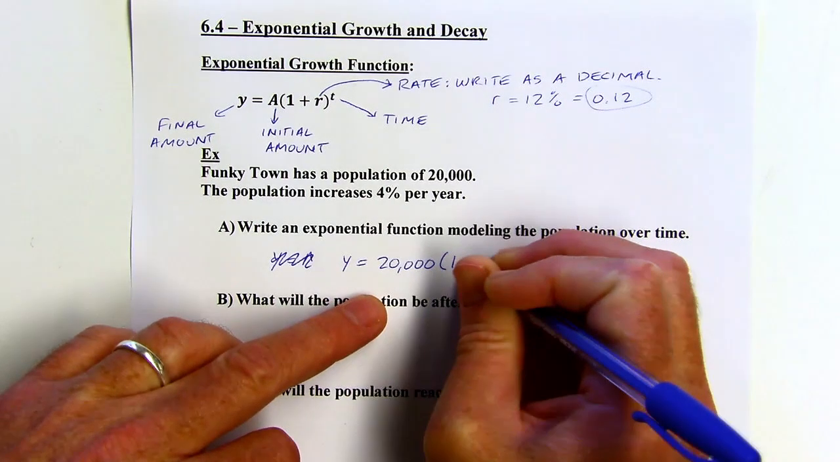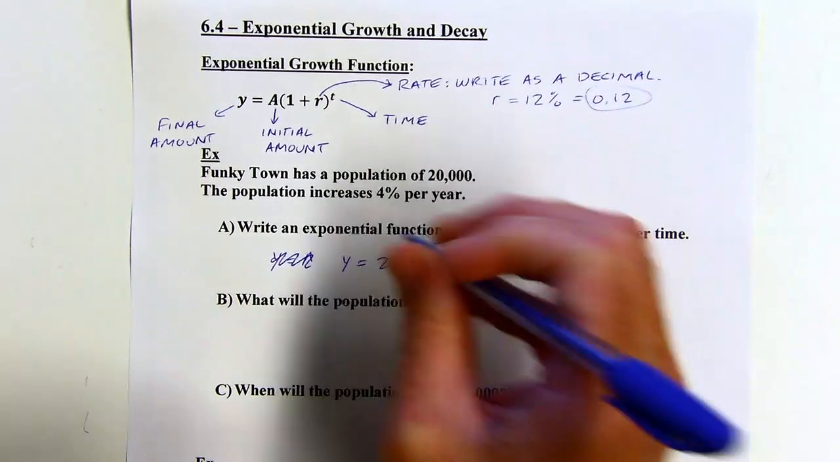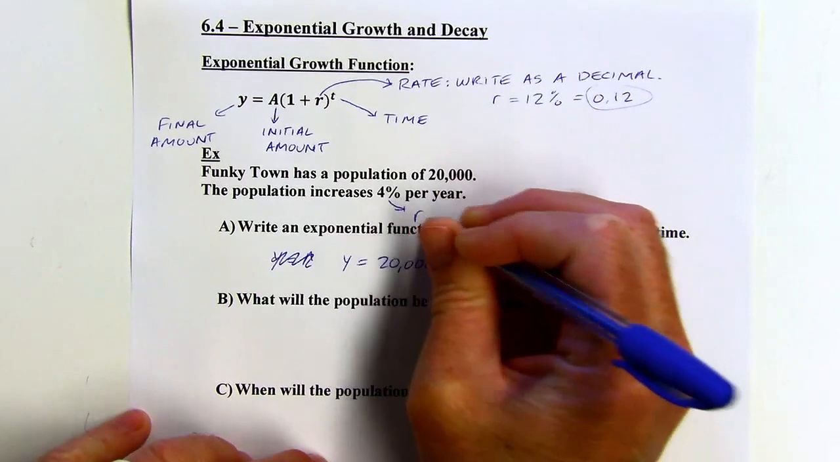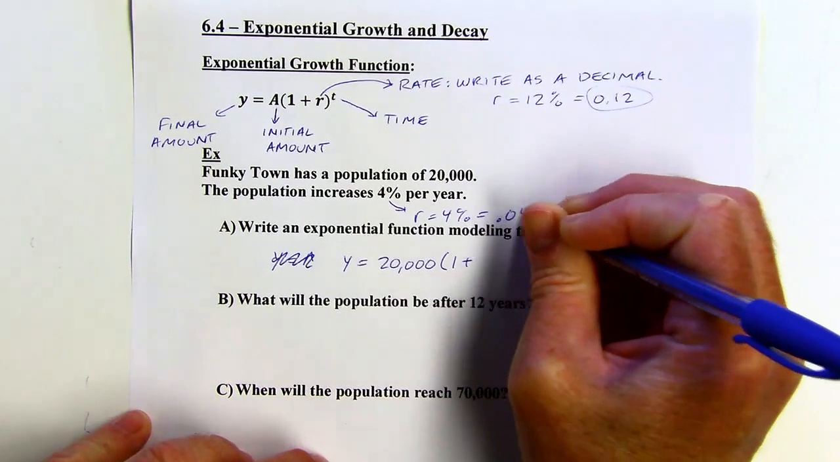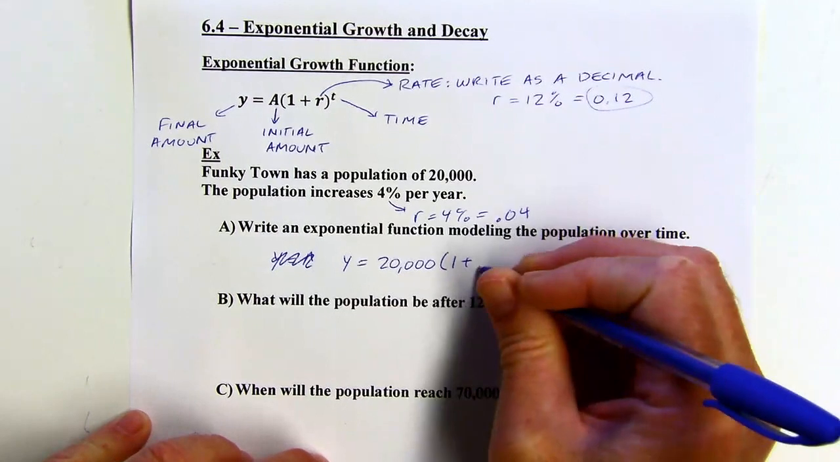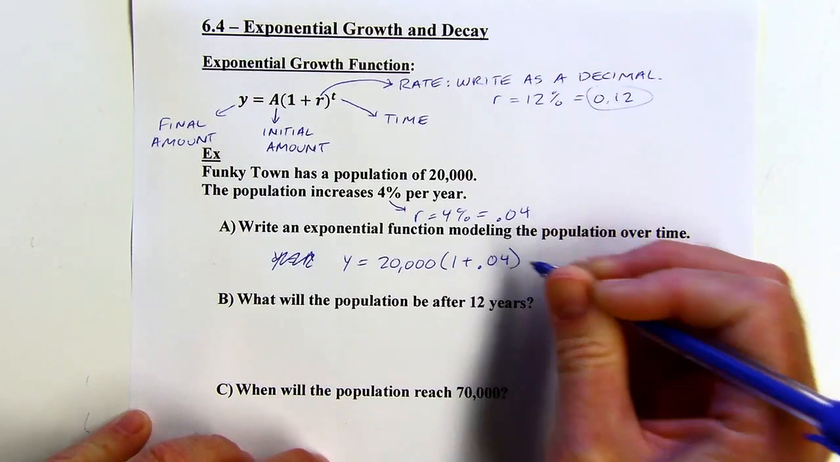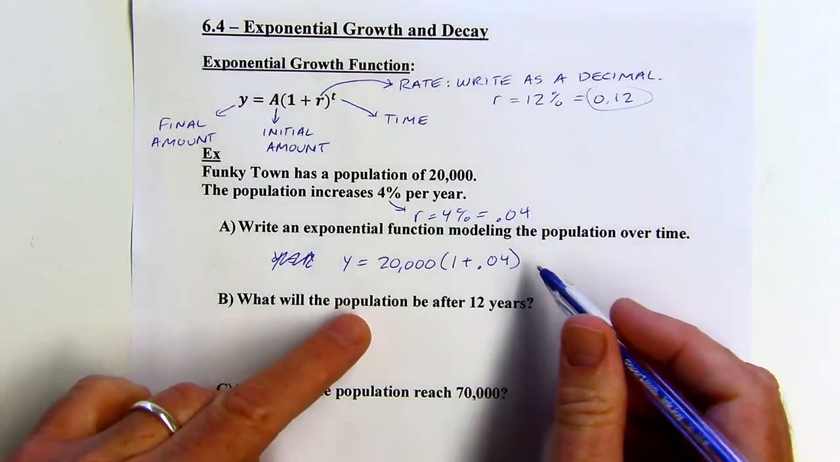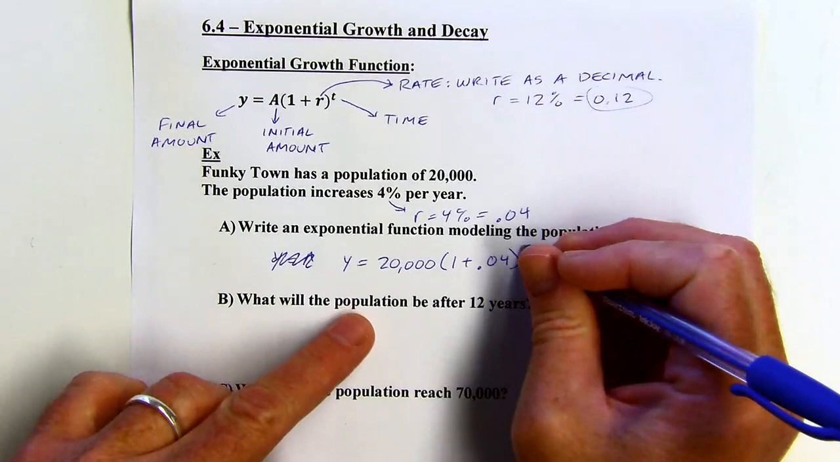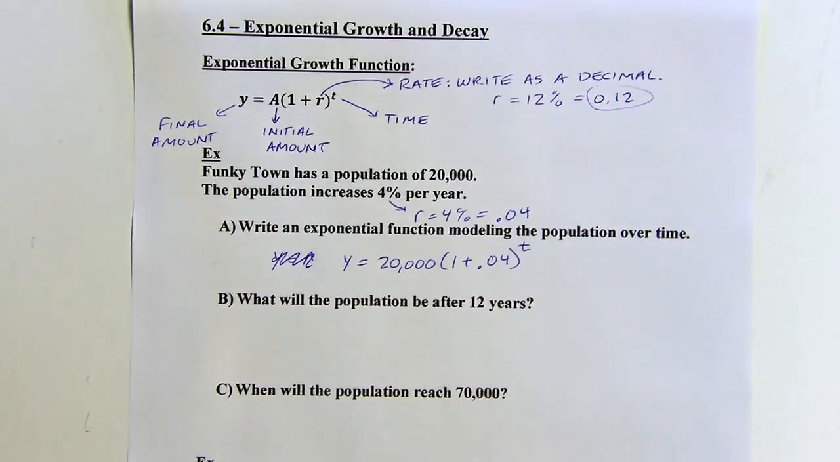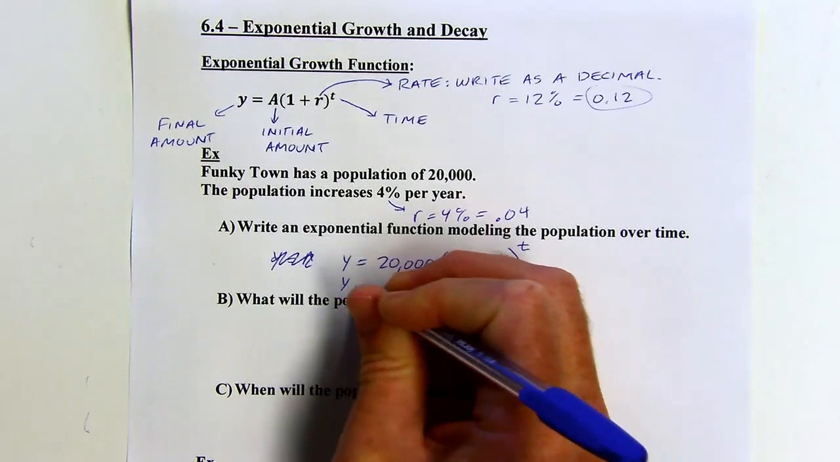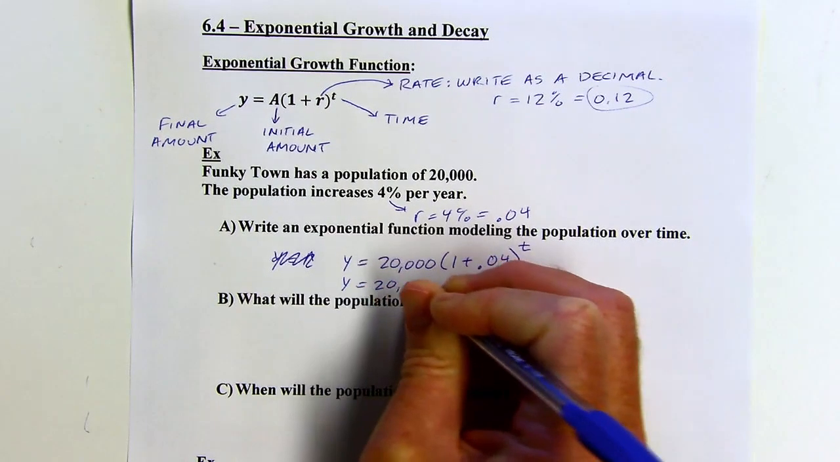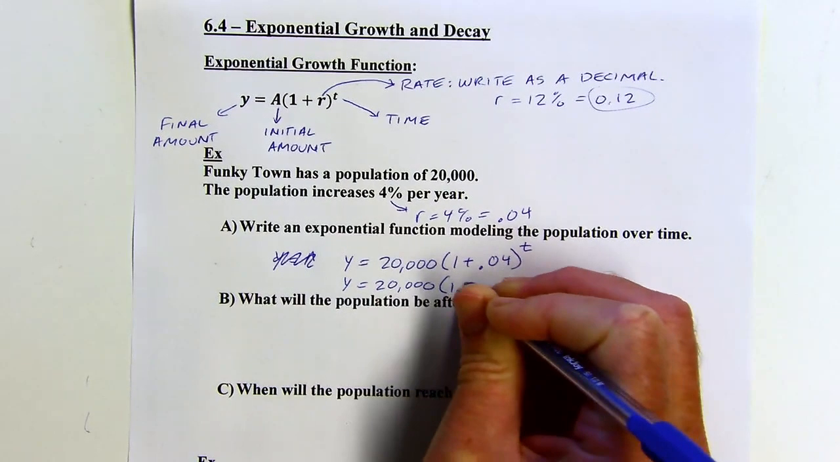And then I've got 1 plus the rate, and remember that rate, you're going to want to write that, it's 4%, but we want to write it as 0.04. So I've got 1 plus 0.04, and then the T would be the time. You could use an X up here if you wanted to write it with X and Y, but I'm going to write it with T. Okay, and then I want to simplify this a little bit. And there's not too much simplification that you can actually do here.